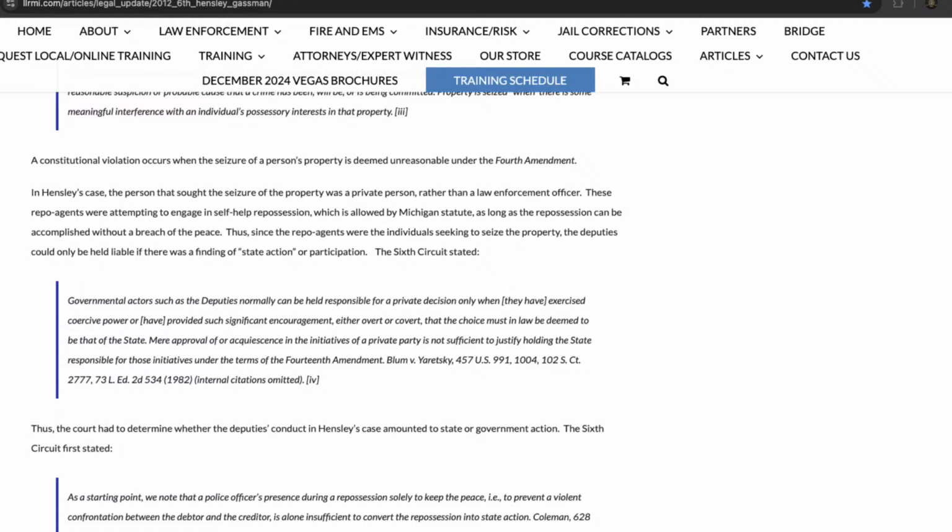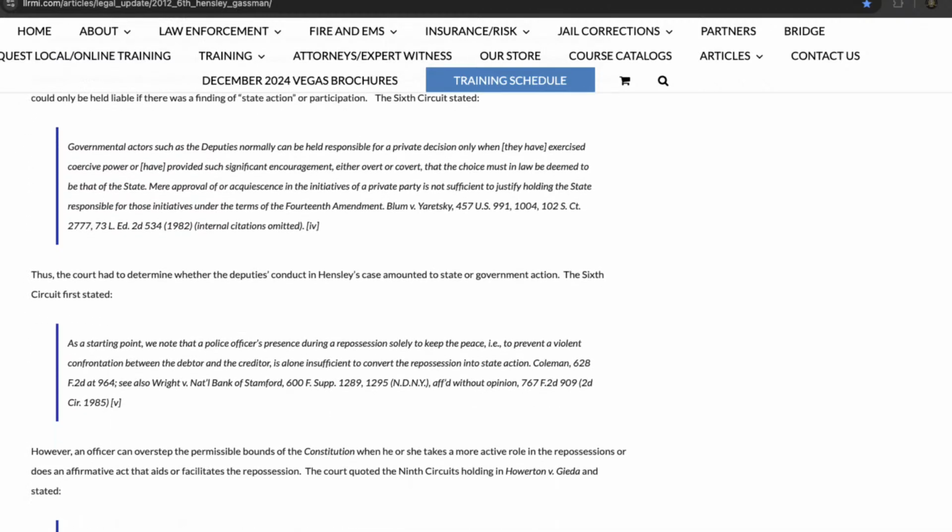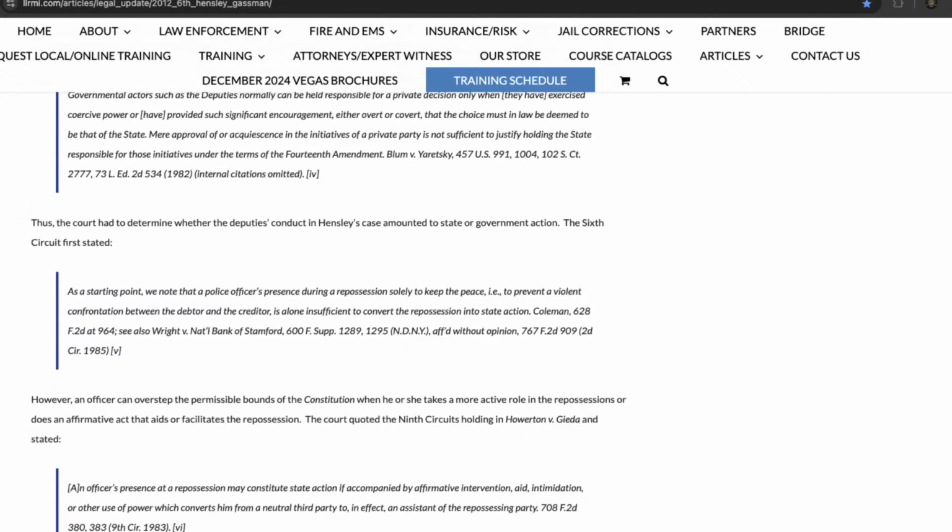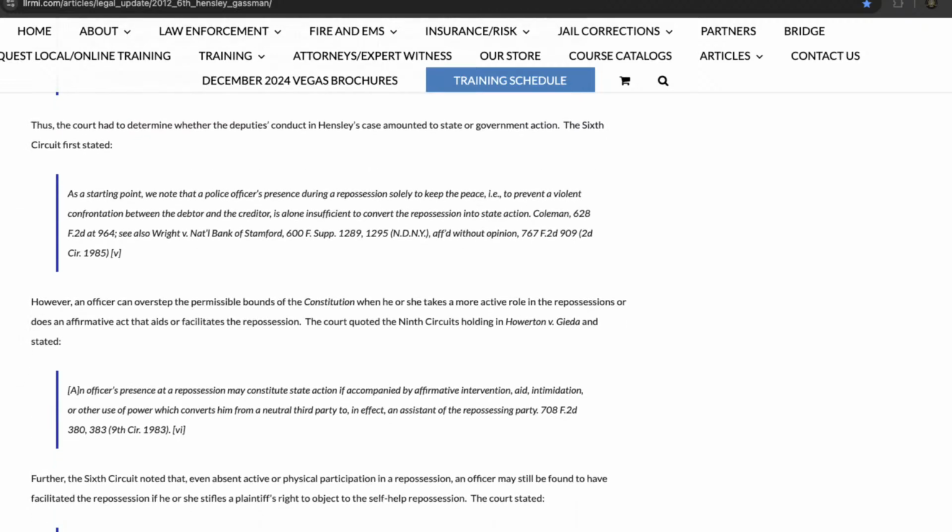The Sixth Circuit stated, government actors such as the deputies normally can be held responsible for a private decision only when they have exercised coercive power or have provided such significant encouragement, either overt or covert, that the choice must in law be deemed to be that of the state. Mere approval of or acquiescence in the initiatives of a private party is not sufficient to justify holding the state responsible for those initiatives under the terms of the 14th Amendment. Thus the court had to determine whether the deputies' conduct in Hensley's case amounted to state or government action.